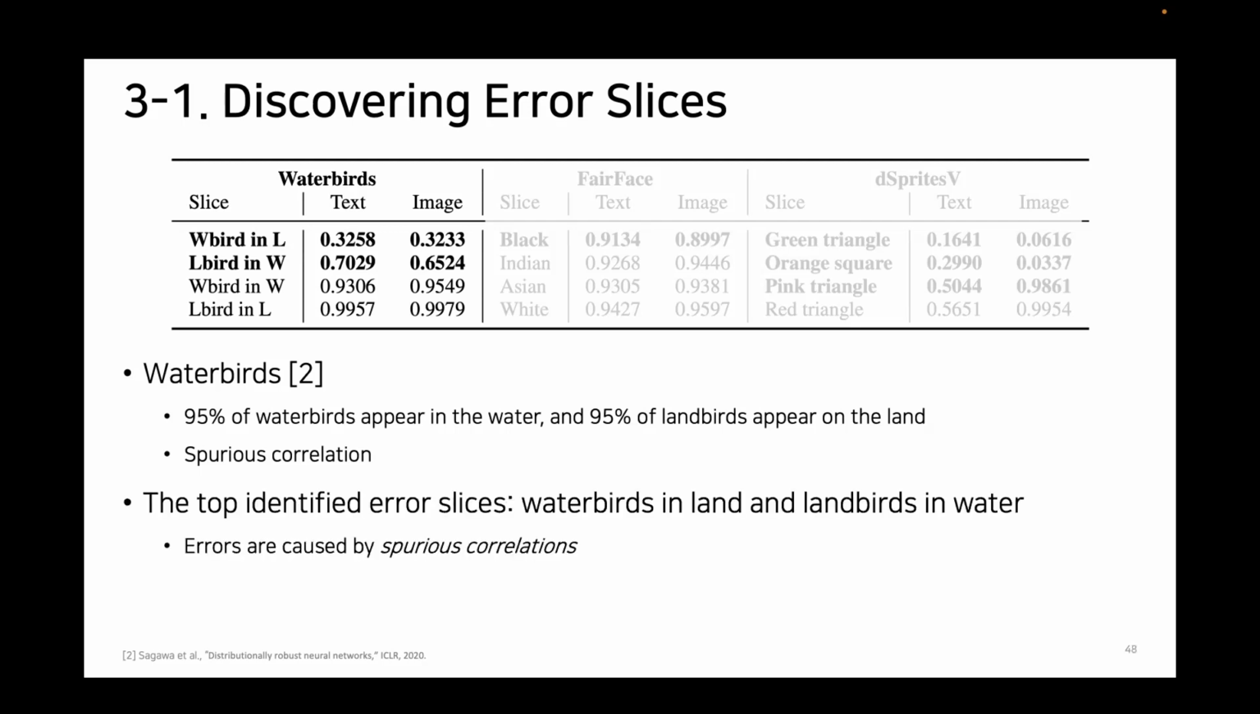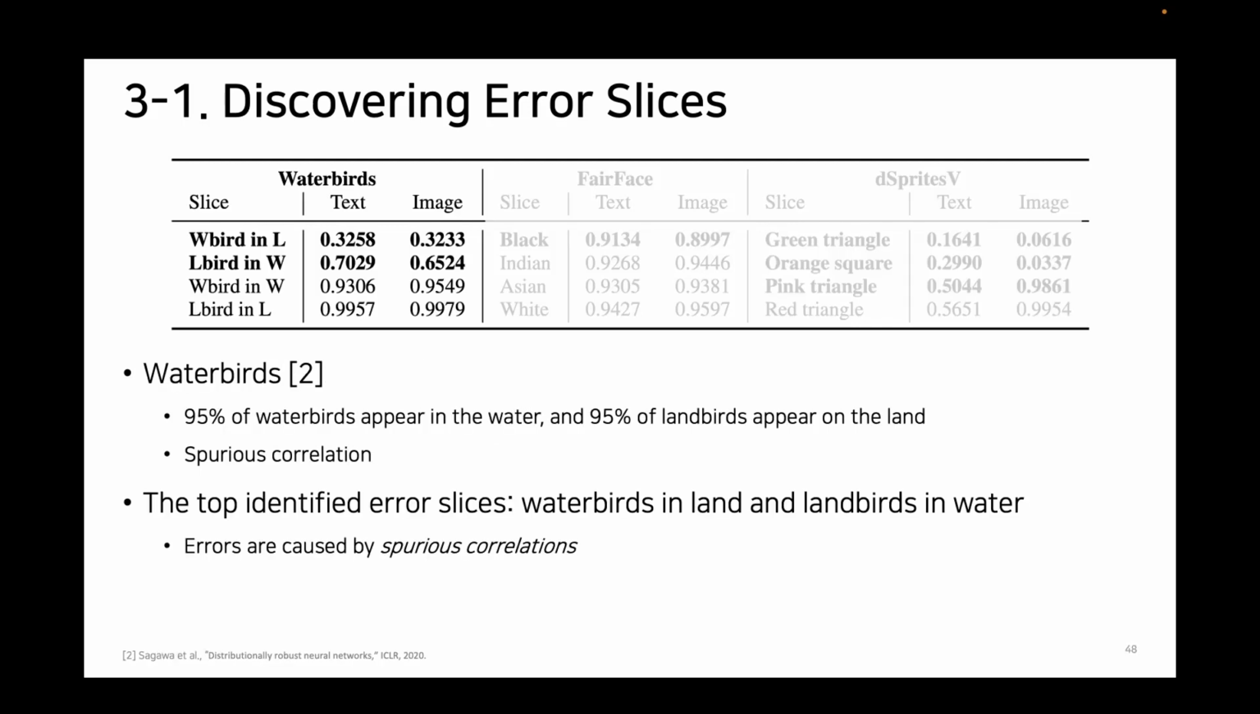So in these results, the error slices are represented as the bolds. So the top identified error slices are water birds on the land and land birds on the water. So they correctly find some error slices.